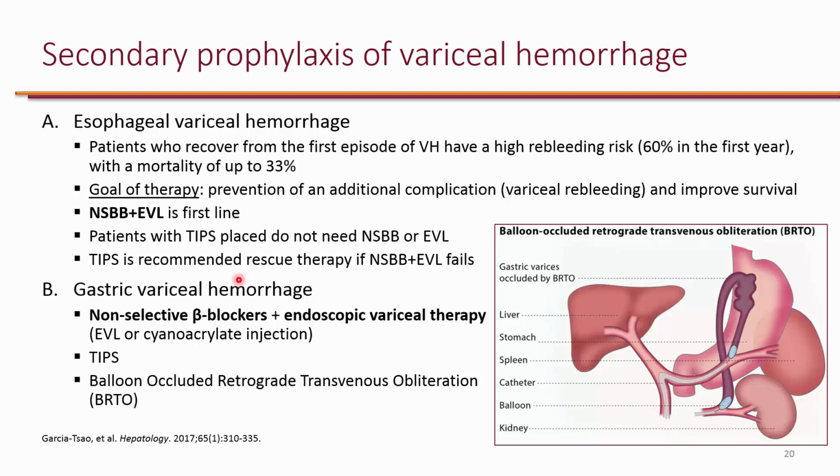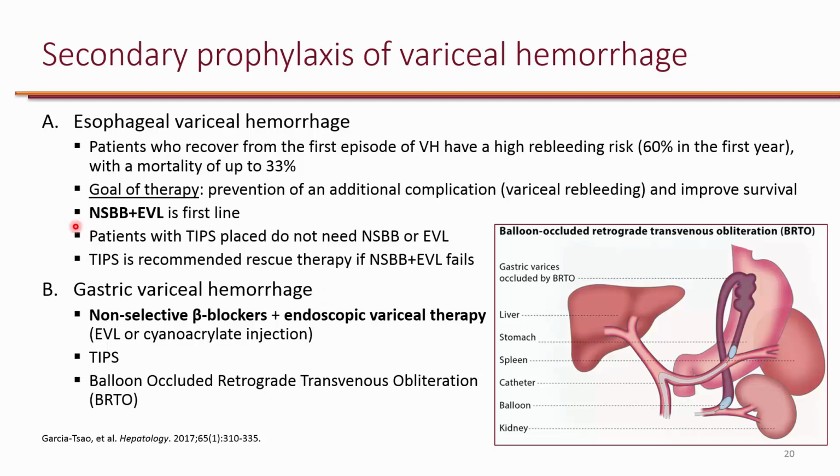33%. So the goal of therapy for this patient is prevention of additional complications such as variceal rebleeding, and also to improve survival. So, because the mortality rate is high, we want to decrease that mortality rate. So the first line recommendation is to use a combination of non-selective beta blocker and EVL. So once patients get ligation, we do start the non-selective beta blockers on these patients.